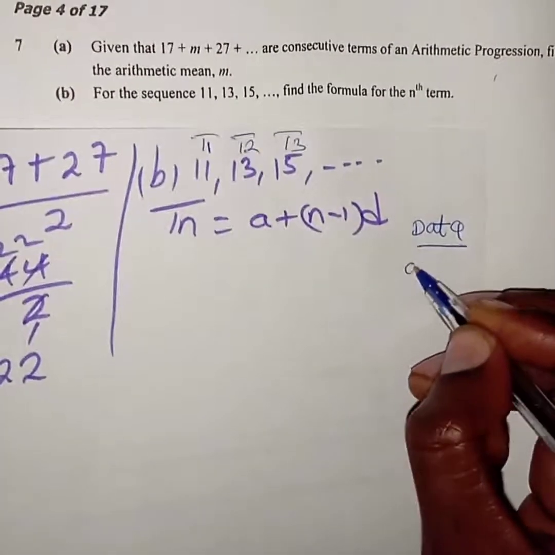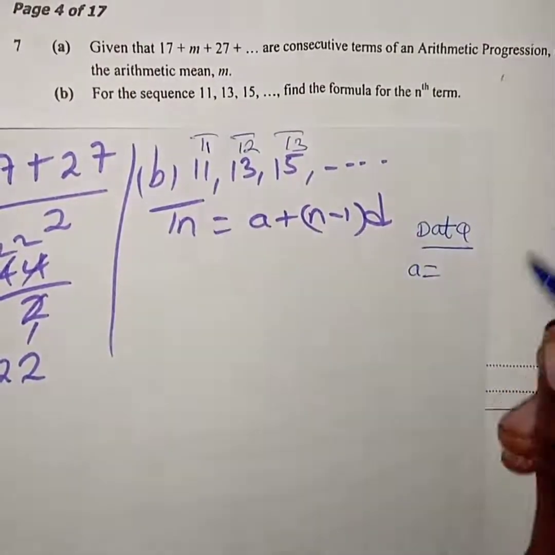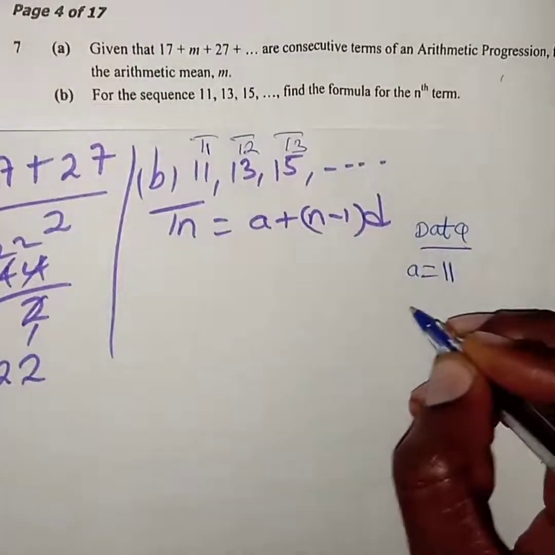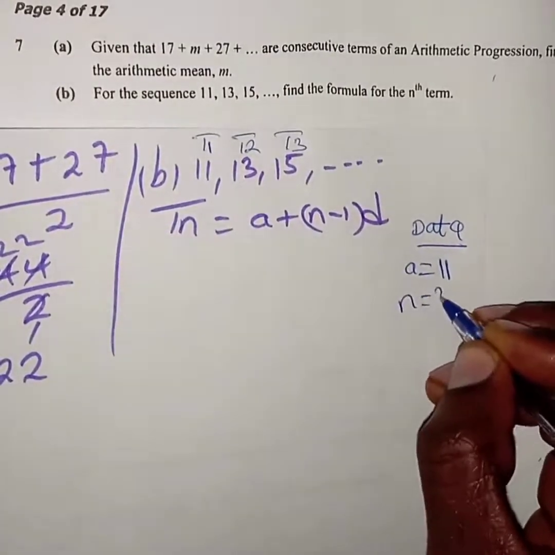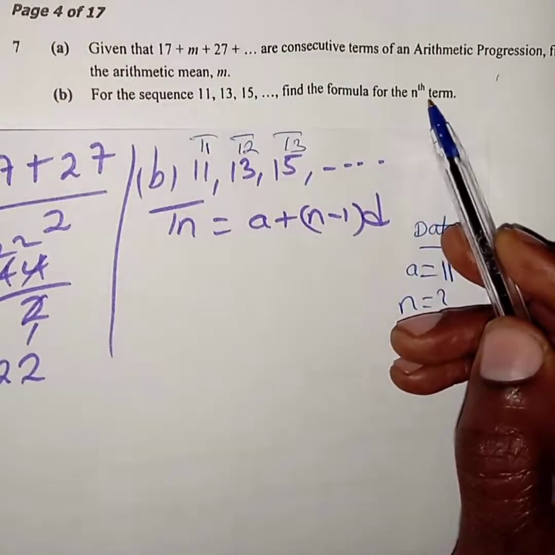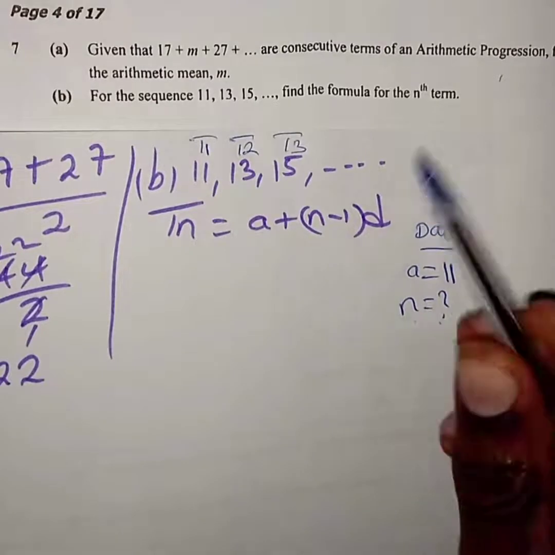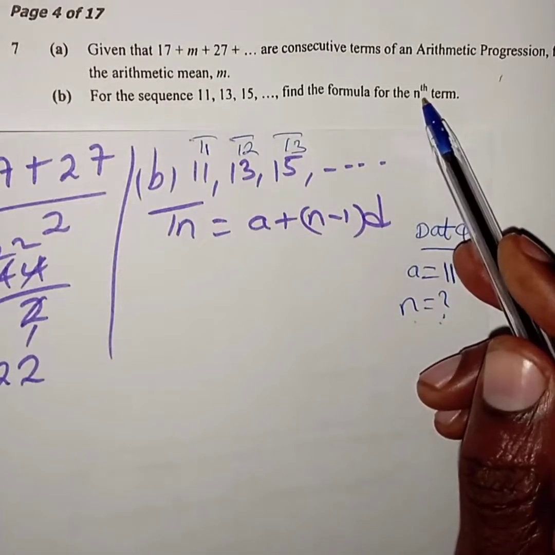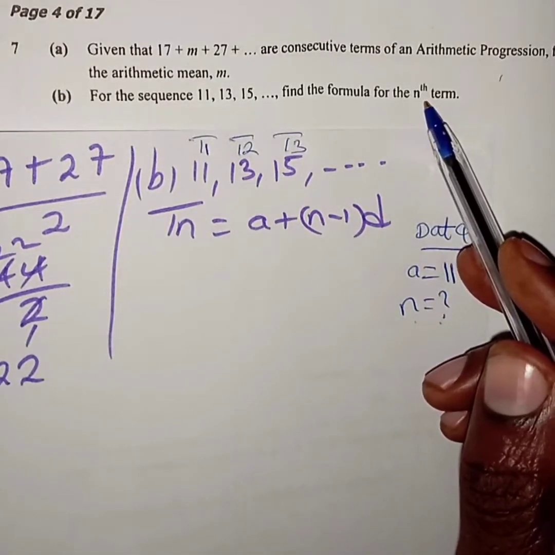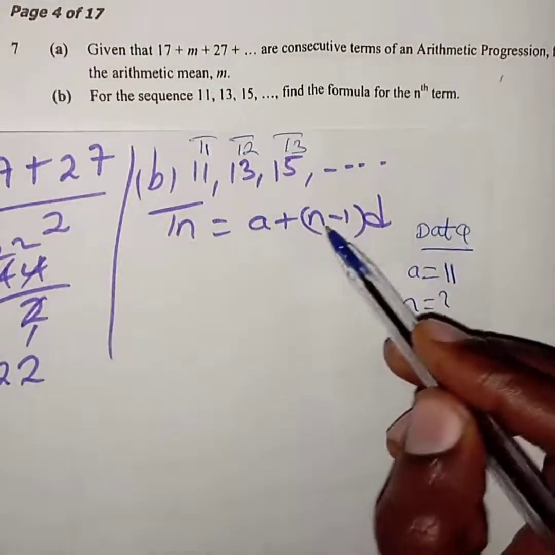So what is your first term? The first term is 11. How many terms? We don't know. This is why they are saying find the formula for the nth term. Where there's n, we won't put anything, because if n was known, they would say find the 5th term, 10th term, 8th term, or 19th term.